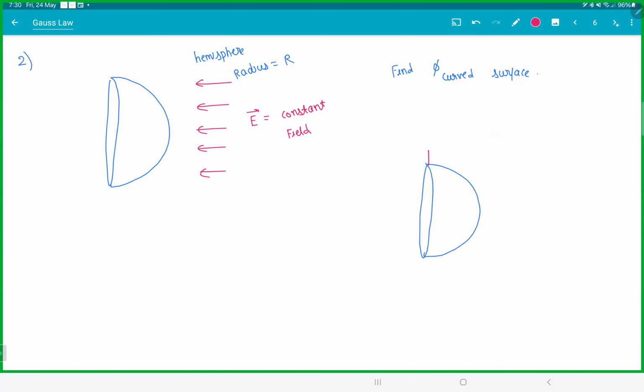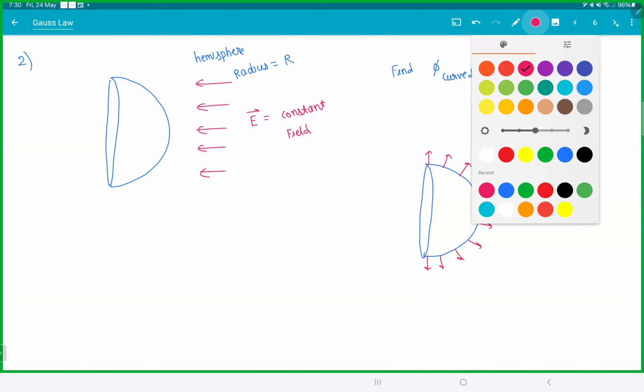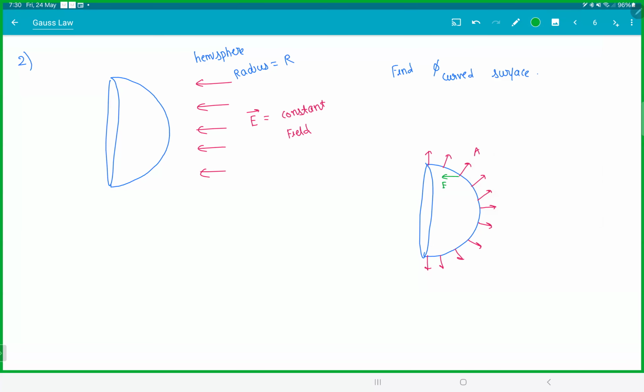Look at this thing. At every instant here, this is your area vector. Your field is like this. Did you see? None of them have the same angles. So E is fine, dA is fine, but theta is different here. Theta is variable. So if you try to calculate the flux, it will be integral E dA cos theta. So you can't write flux as E into 2 pi r square, because the angle is changing.